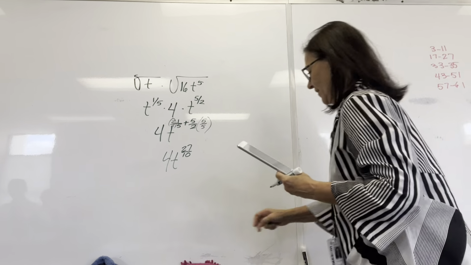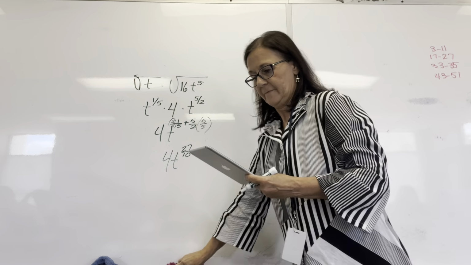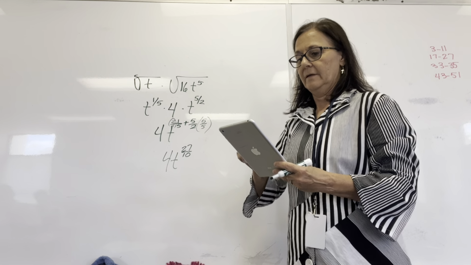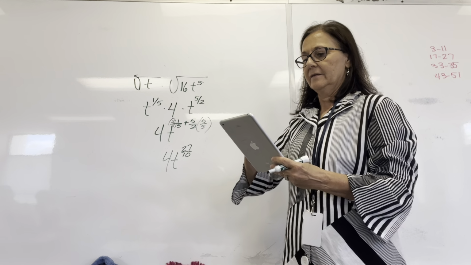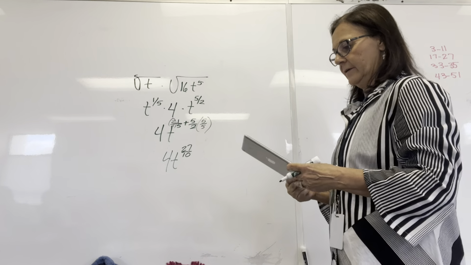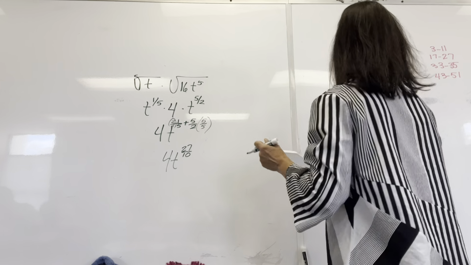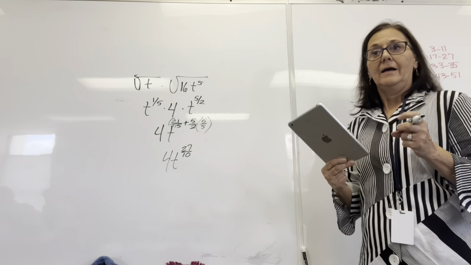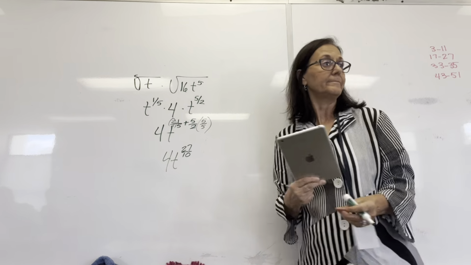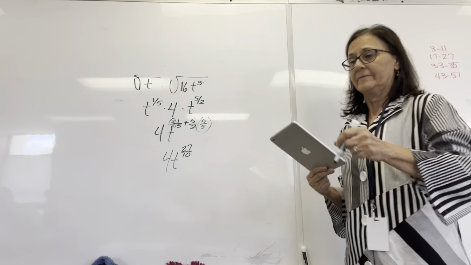All right, 43 through 51. That's just simplifying. Start at 43: 1, 2, 3, 4, 5. It's 5 problems. And y'all are racing through these. 43 through 51. Is everybody with us on 43?